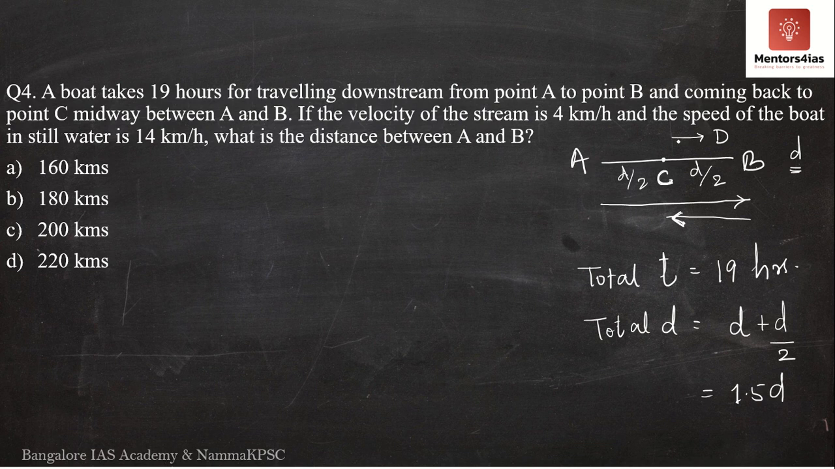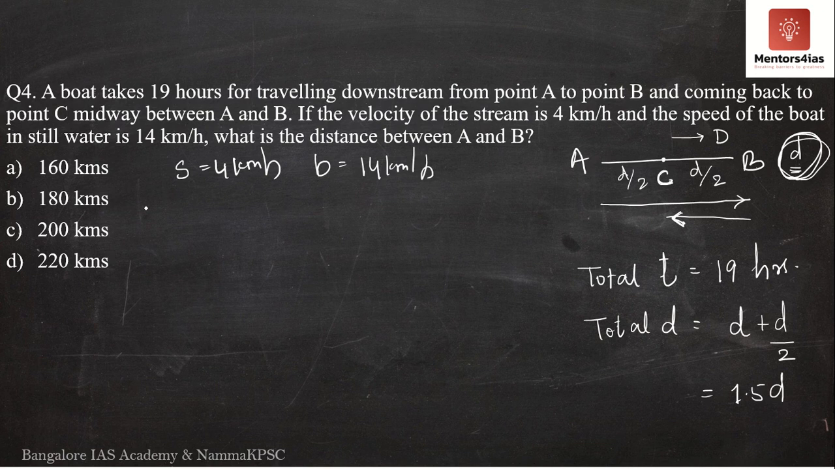Now, downstream is this side, upstream is this side. So the question further says, if the velocity of the stream is 4 kilometers per hour and the speed of the boat in still water is 14 kilometers per hour, what is the distance between A and B? So now what do we want? We want the value of D, not the total distance traveled, but the distance between A and B.